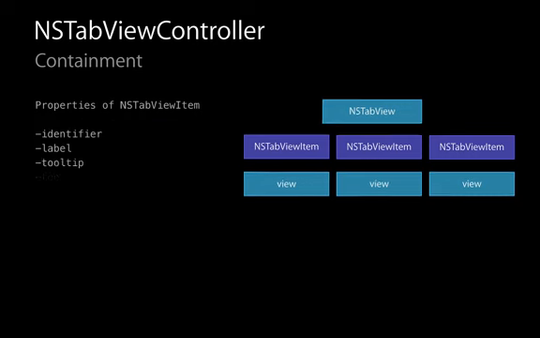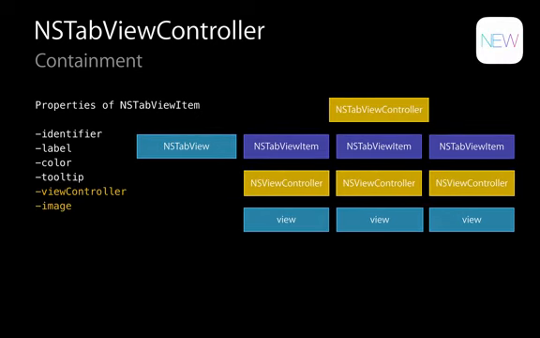With TabViewController, logically, things are now laid out like this. There's an NSTabViewController, and the TabViewController owns an NSTabView and manages the collection of NSTabViewItems. NSTabViewItem now has a couple of additional properties. The image, which is kind of fun, so you can get an image in there. And, of course, the view controller. And it's the view controller that now owns the view, and it can lazily load the view as you switch to those tabs.